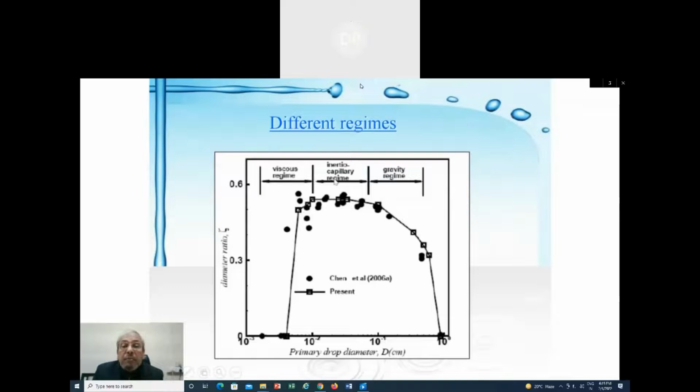and then in between, different diameter ratios of primary and secondary drop, we calculated from our computations and compared with a very well-known experiment of Chen and found extremely good match.